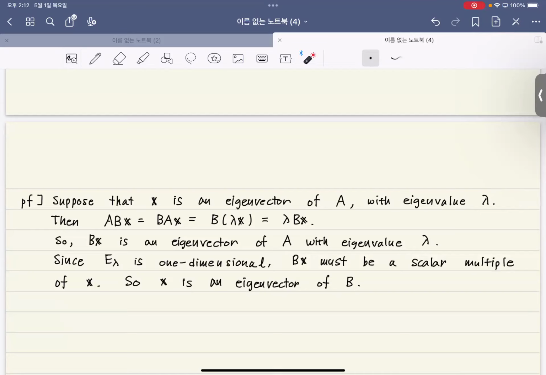Now, this is an eigenvalue of matrix A, and its eigenspace is a one-dimensional vector space. So BX also must be some scalar multiple of X, right? So what does it mean? Therefore, X is an eigenvector of B. Okay, great.